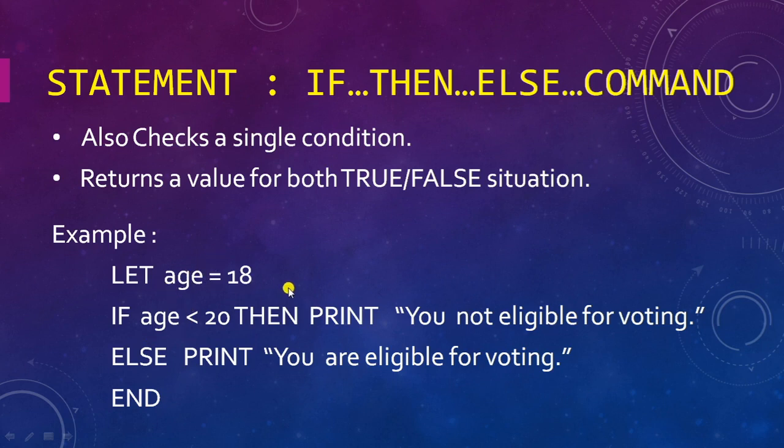But if the condition is not true, अगर यहाँ पे 18 की जगह पे 25 होता, 25 less than 20 नहीं, 25 less than 20 तो नहीं है, 25 greater than 20 है, तो else section में आता. Else section में आके it will print you are eligible for voting. उसके बाद ये program end हो जाता. I hope you have understood.